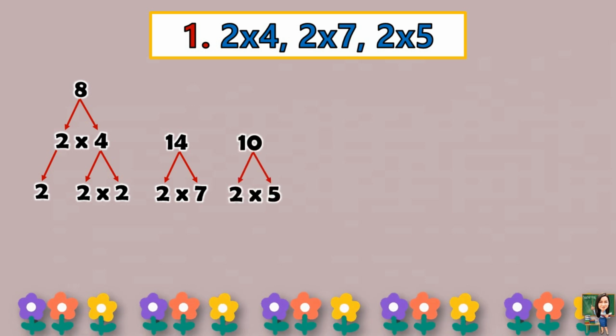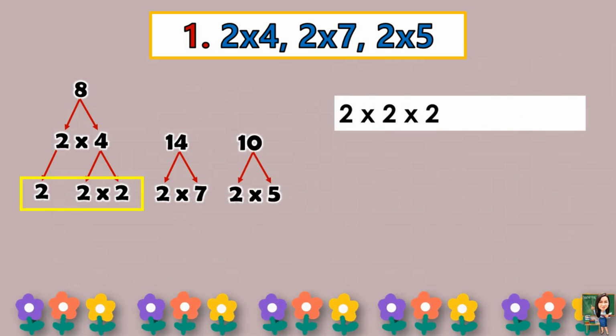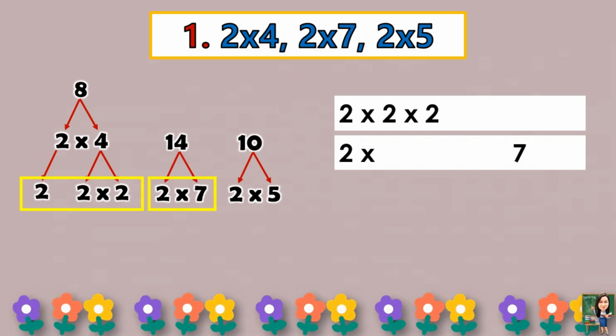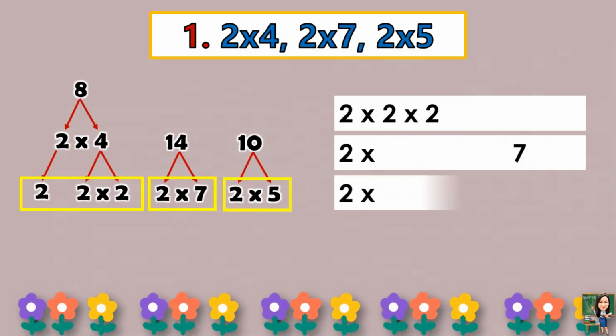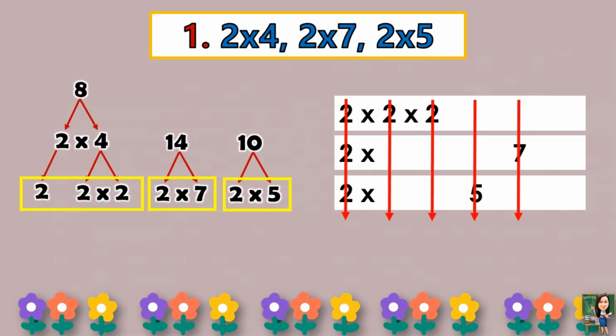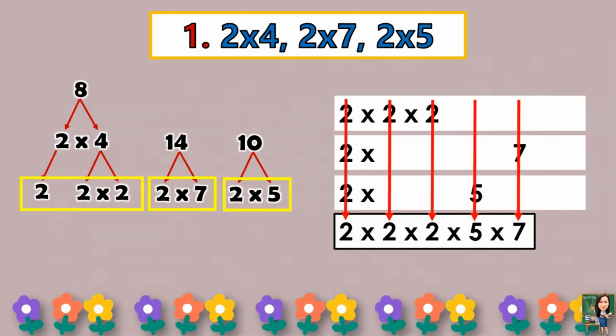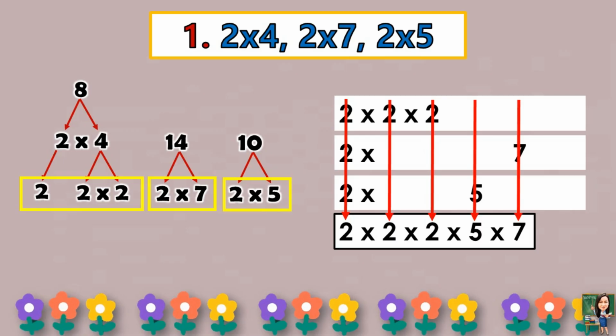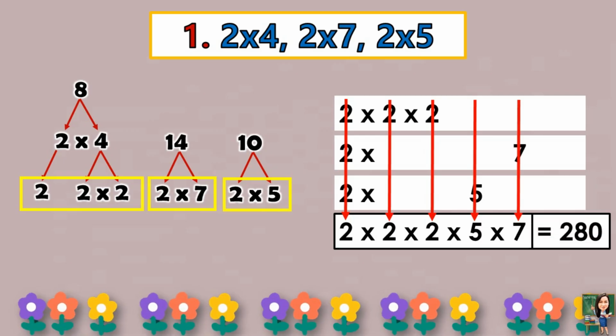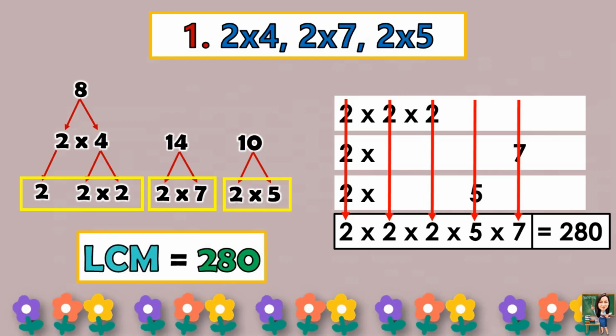So the prime factors of 8 is 2 times 2 times 2. The prime factors of 14 is 2 times 7. The prime factors of 10 is 2 times 5. Then copy all the prime factors. 2 times 2 times 2 times 5 times 7 equals 280. So the least common multiple of 8, 14, and 10 is 280.